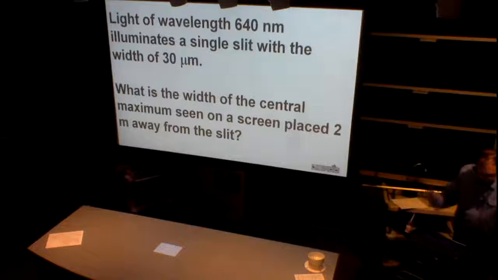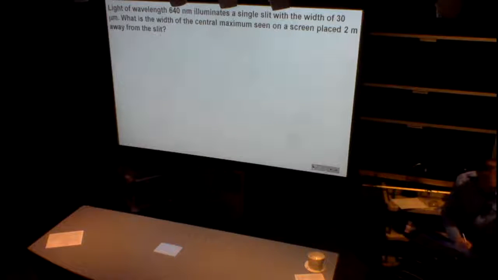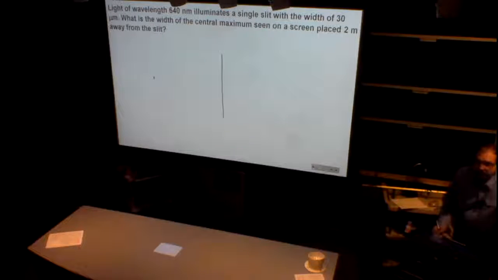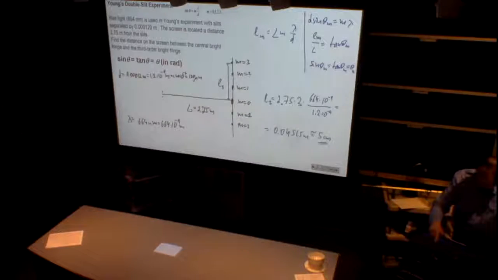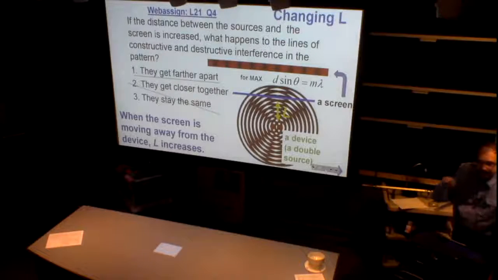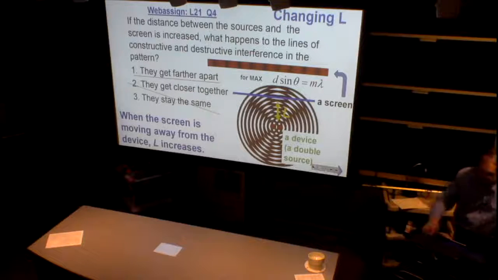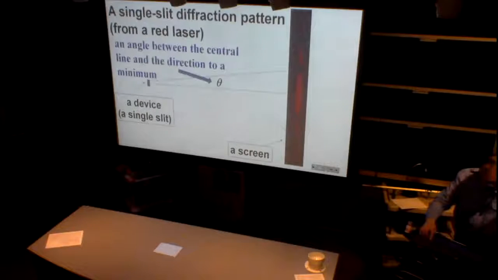Again, a red light travels through a single slit. You have to draw a picture. This is the slit. That's the screen. And we need to know how to draw a pattern because they are different. Again, this is the pattern for a double slit or double source, many consecutive bright and dark fringes. But for a single slit, the pattern looks different.